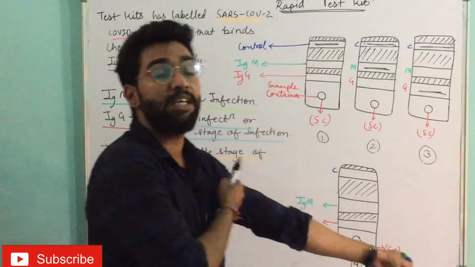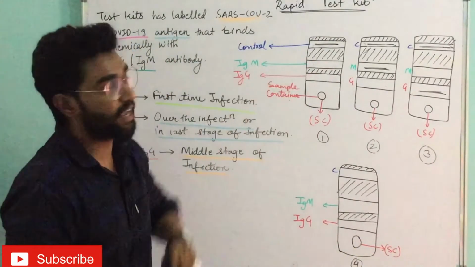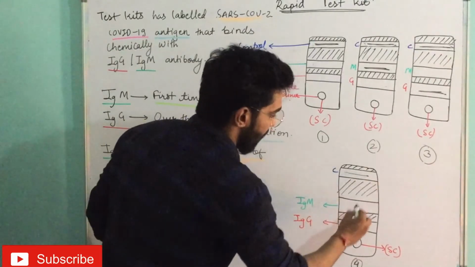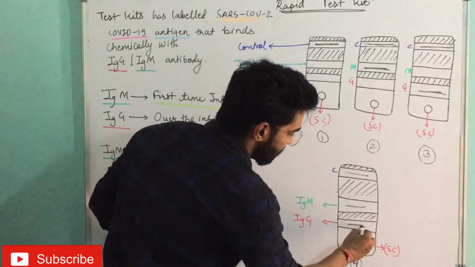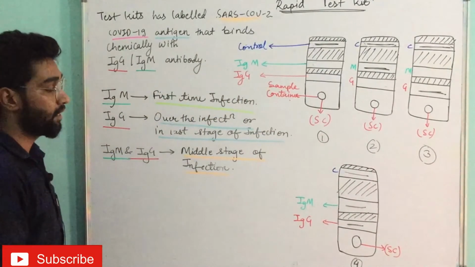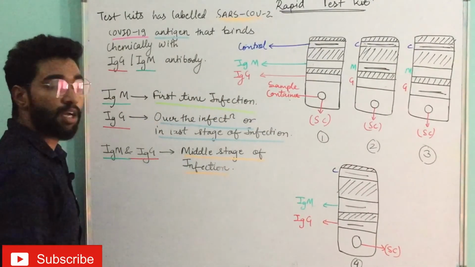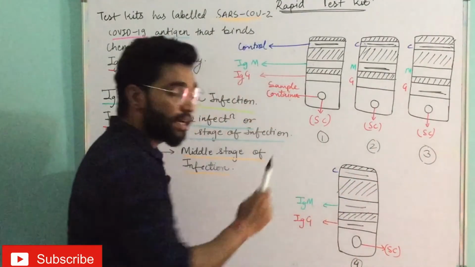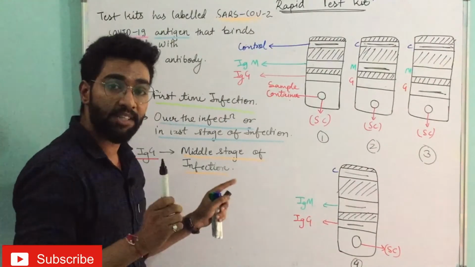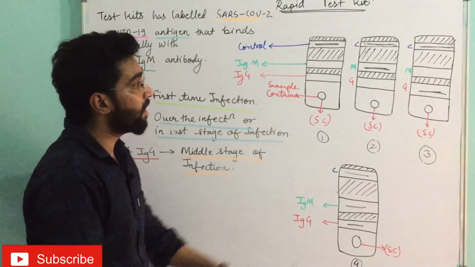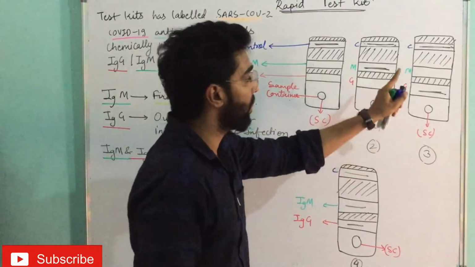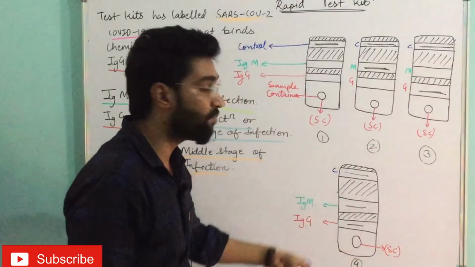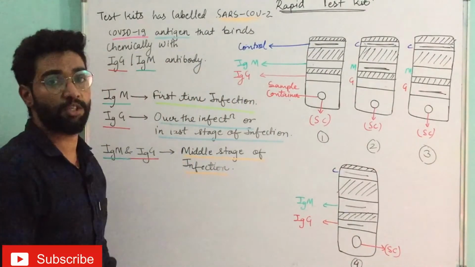Okay, now let's see if both lines appear. If both lines appear, along with the control region, on IgG and IgM, then this indicates that the person is in the middle stage of the infection. In all the second, third and fourth kits, it shows that the person is coronavirus positive. But appearance of IgM means first-time infection, appearance of IgG means the person has gotten over it or has a second-time infection, and appearance of both means that the person is in the middle stage of the infection.